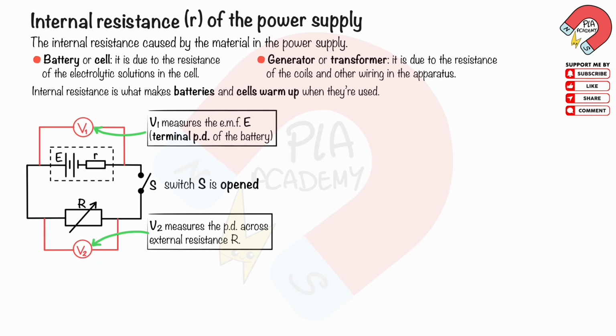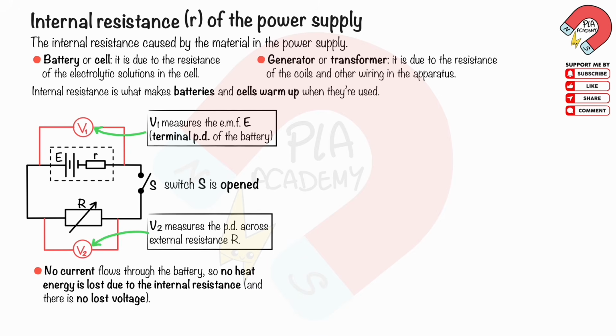As the switch S is opened, as shown, no current flows through the battery, so no heat energy is lost due to the internal resistance, and there is no lost voltage. The voltmeter V1 is now equal to the EMF E of the battery. The voltmeter V2 is 0, because no current flows through the circuit.